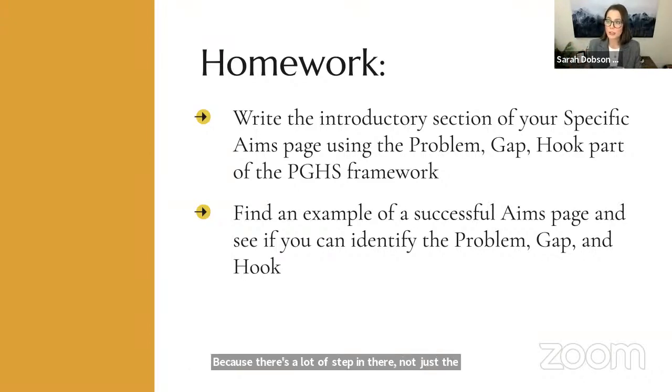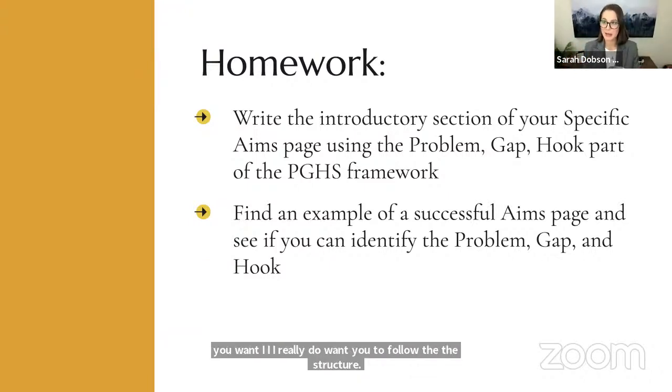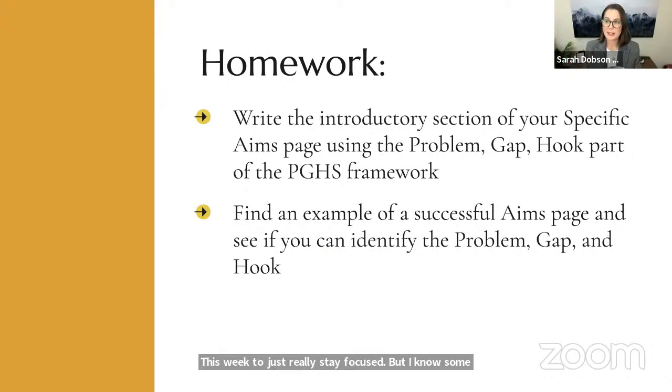But that's going to be really useful for you to see how I handle particularly the problem gap hook in that first section. I really do want you to follow the structure this week to stay focused, but I know some of you really want to skip ahead and figure out all the other parts. So you can do a bit of skipping ahead by watching this over-the-shoulder Aims page review in the resource library. That's the extra credit there.